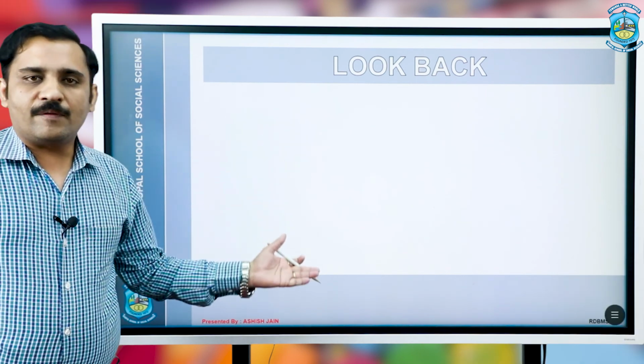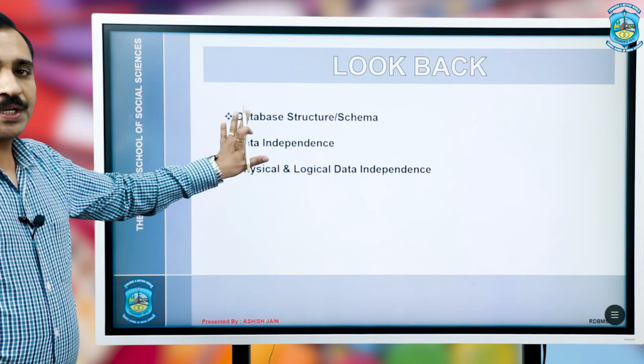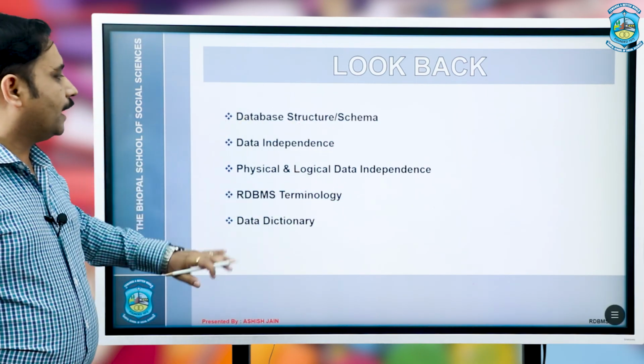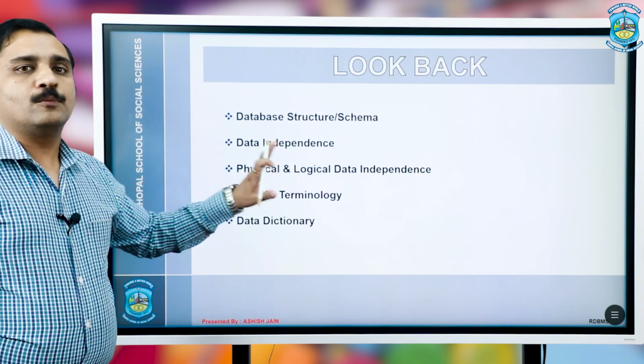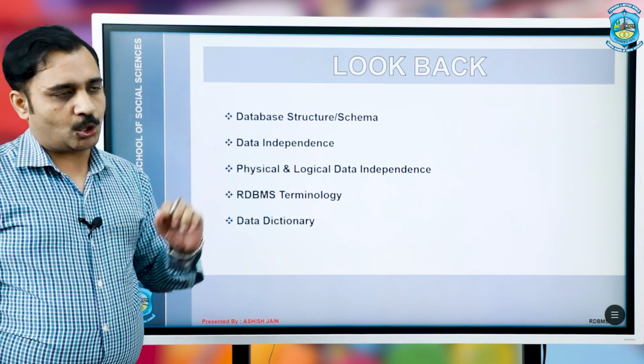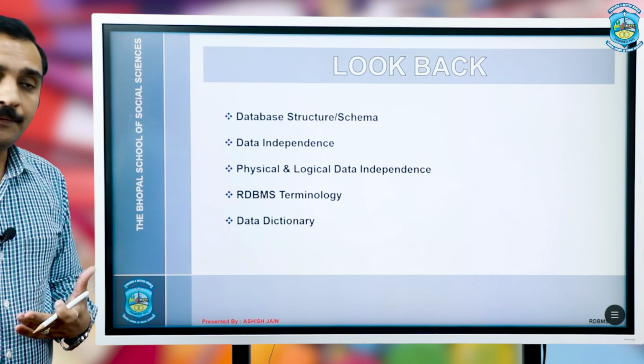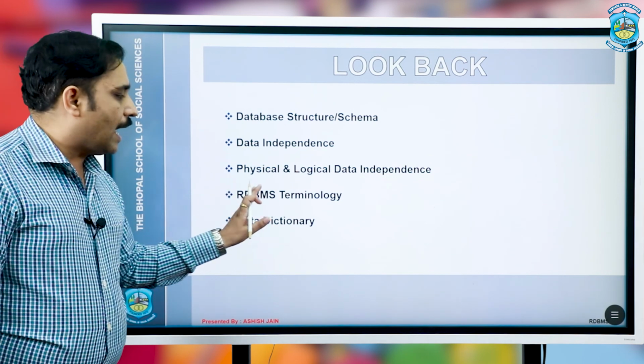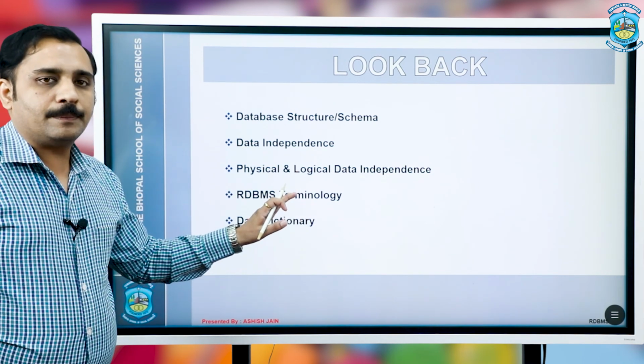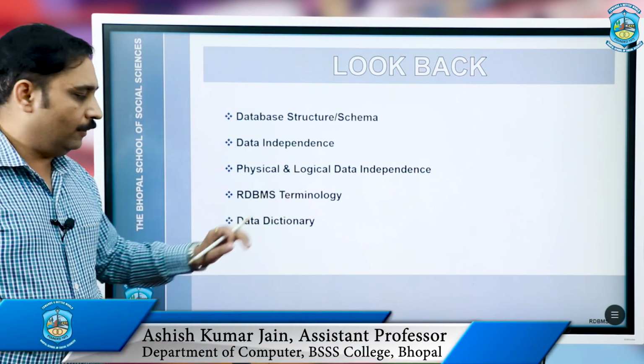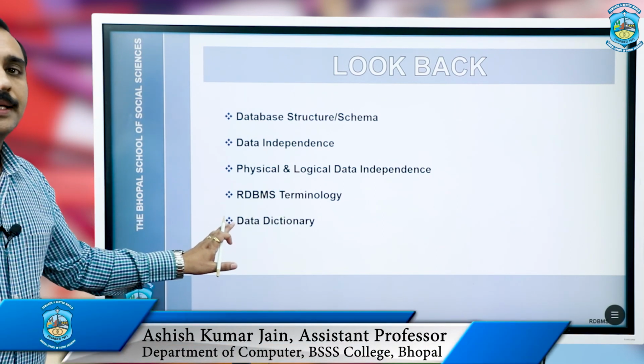Let us see what we have covered in this module. We started with what a database structure or schema is. Then we covered data independence, both physical independence as well as logical independence, and also saw their differences. We covered basic RDBMS terminologies like tuples, relation, attributes and more. And we have seen what a data dictionary is.